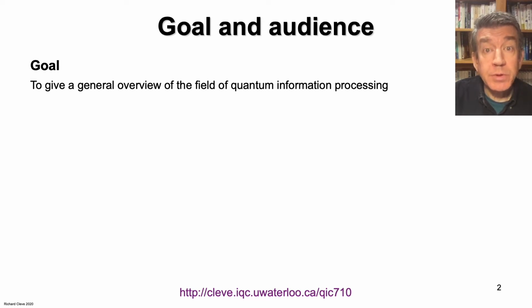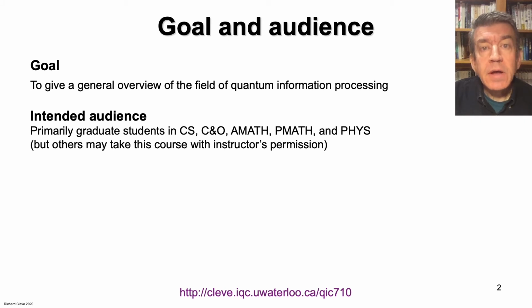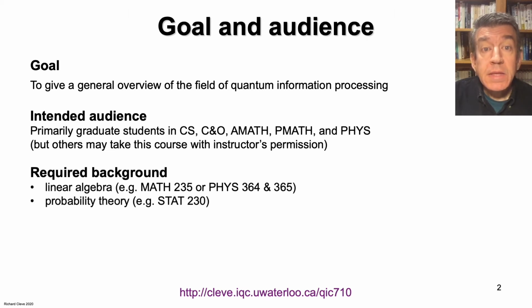The intended audience is primarily graduate students in computer science, combinatorics and optimization, applied math, pure math, and physics. But other people may take the course. In some cases, permission of the instructor is required. To take this course, you must have a basic understanding of linear algebra and probability theory. Here at Waterloo, it would be the content of these courses.